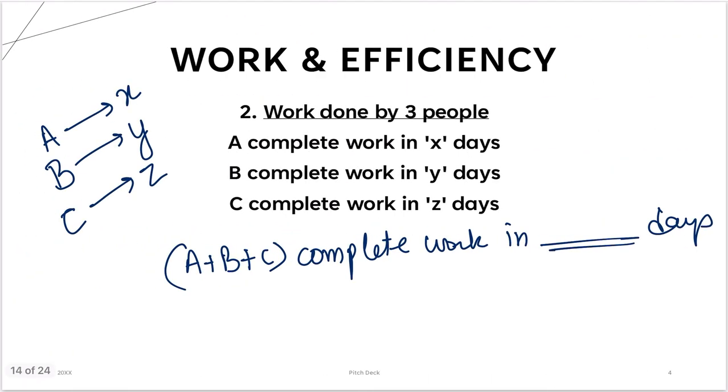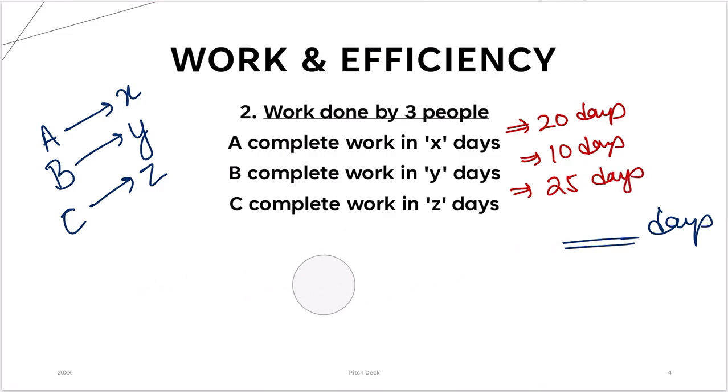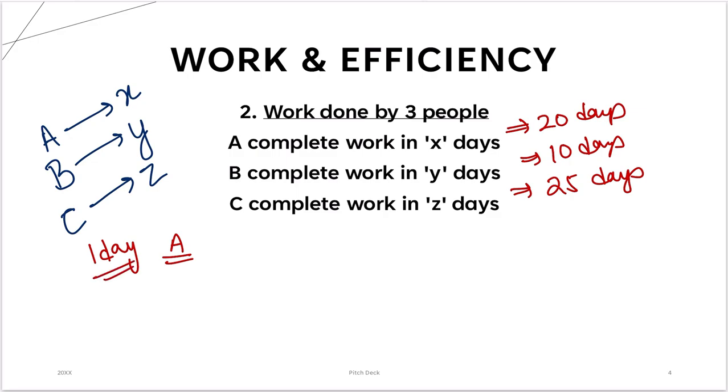Now moving on. Before the next question, let's take another example. Suppose A completes the work in 20 days, B completes the work in 10 days, and C takes around say 25 days. This is the work. So in one day, the amount of work done by A is 1 by 20. Amount of work done by B is 1 by 10. Amount of work by C is 1 by 25.